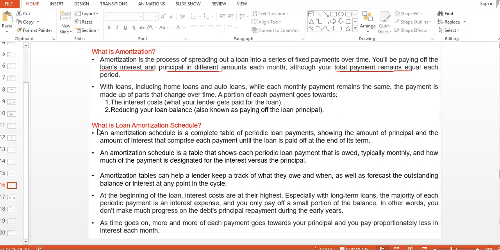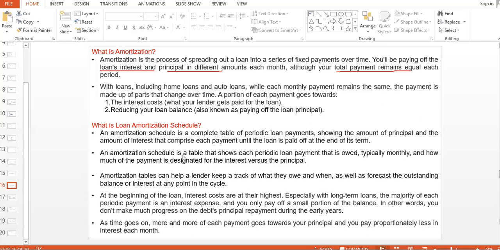The second question is, what is a loan amortization schedule? An amortization schedule is a complete table of periodic loan payments showing the amount of principal as well as the amount of interest that comprise each payment until the loan is paid off at the end of its term.